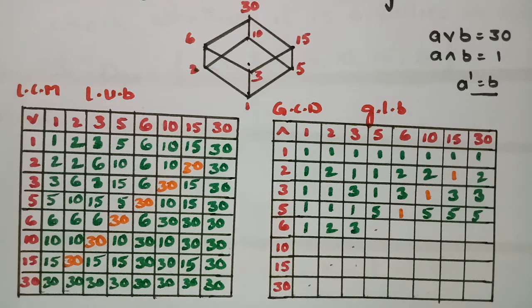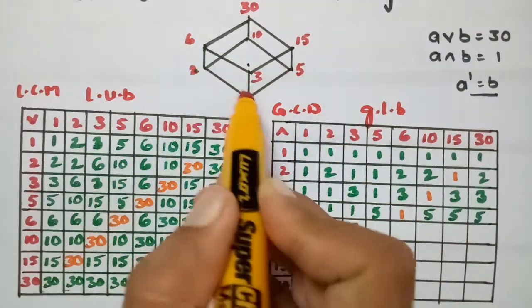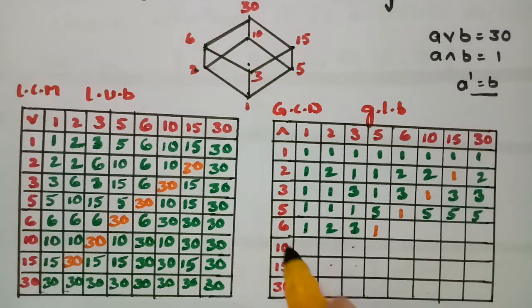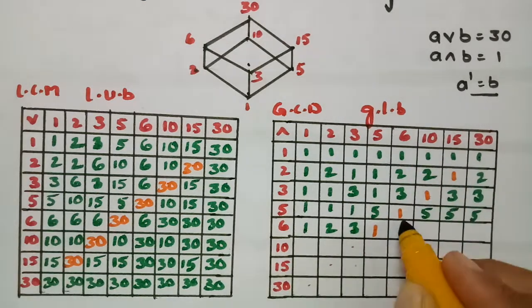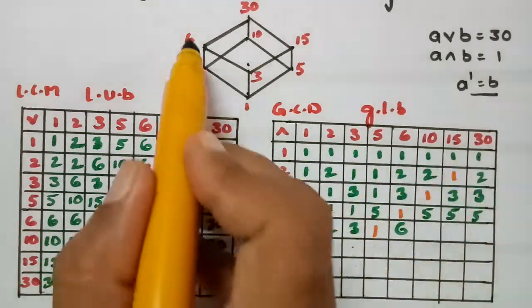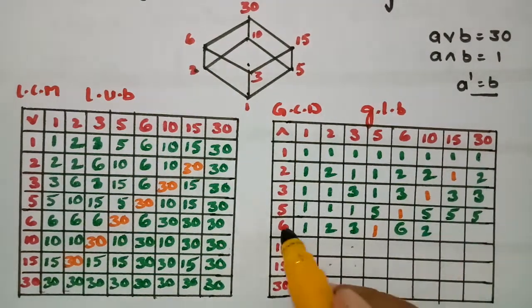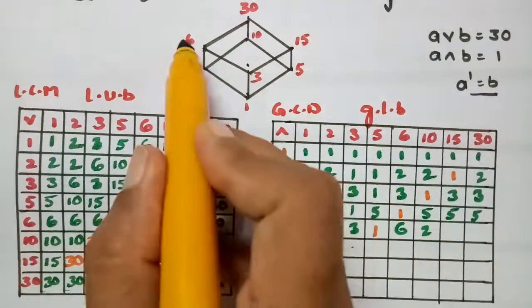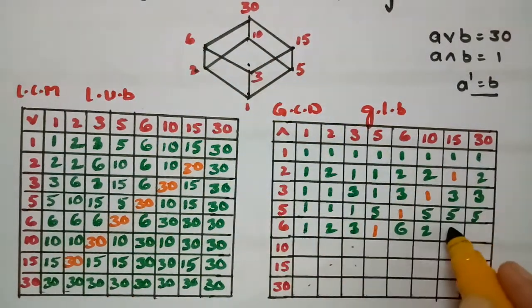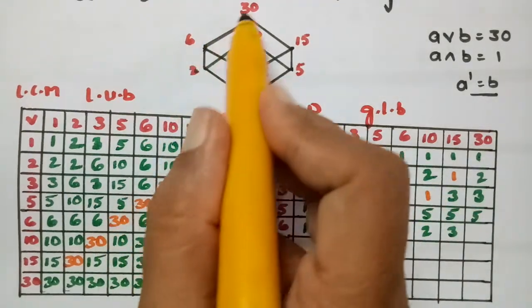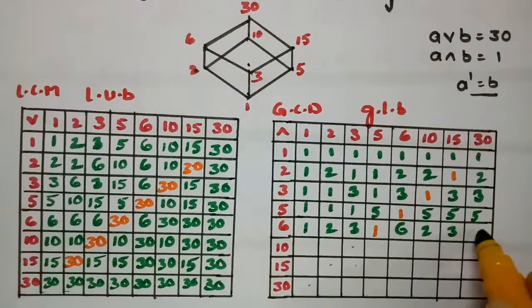Among 6 and 5, they meet at a point firstly at 1. And next among 6 and 6, 6 will be the least element. Among 6 and 10, they meet at a point 2 here. Among 6 and 15, they meet at a point 3. And next among 6 and 30, the least element here is 6.